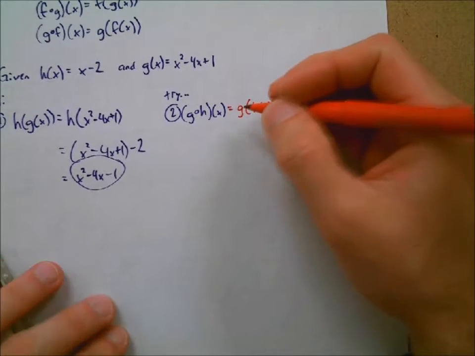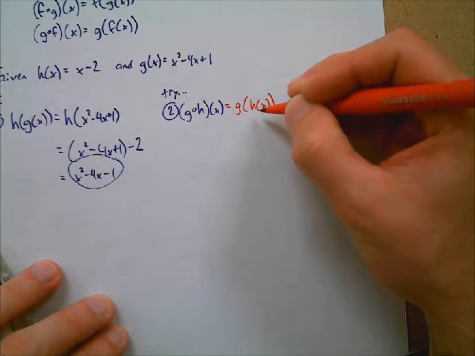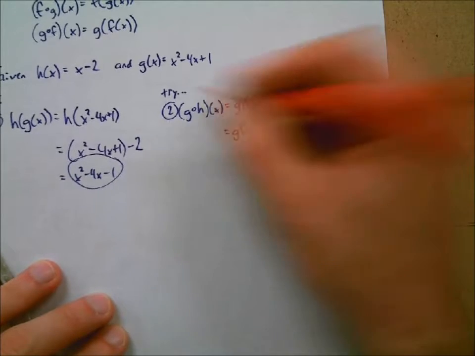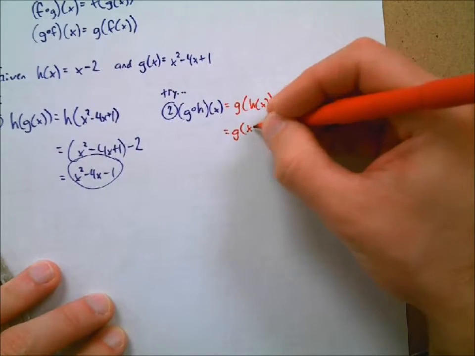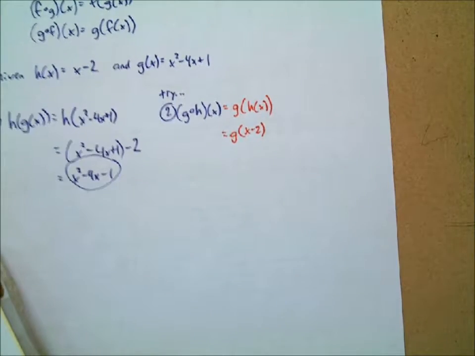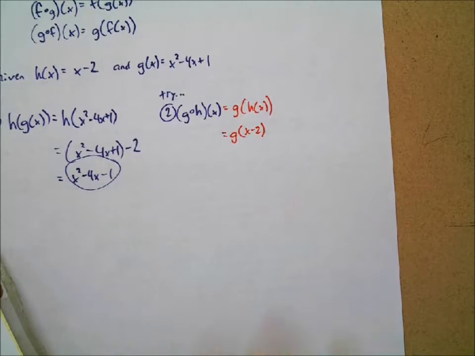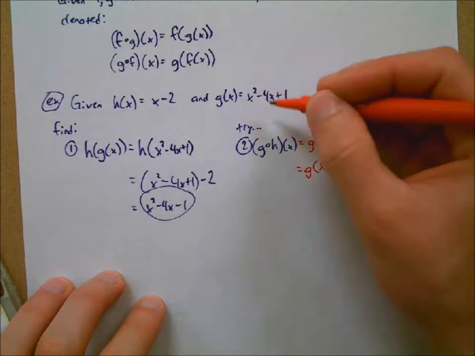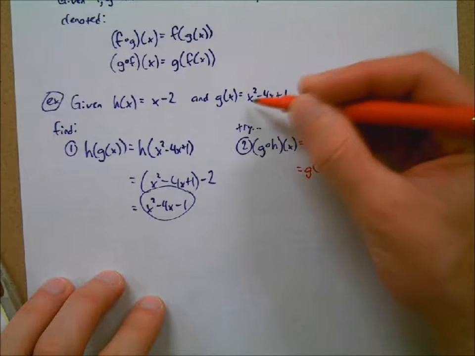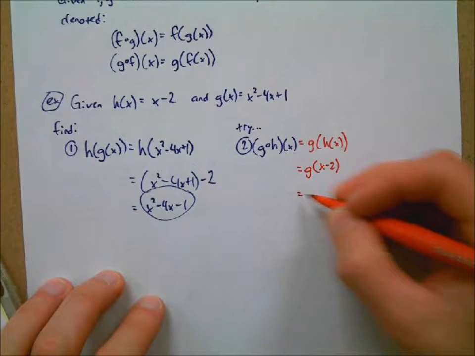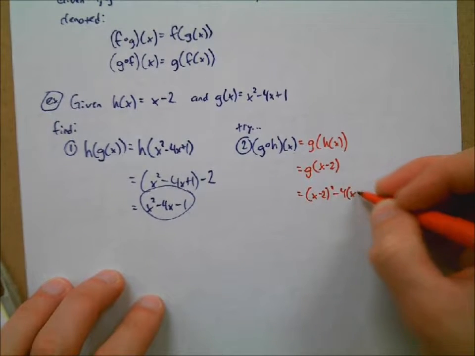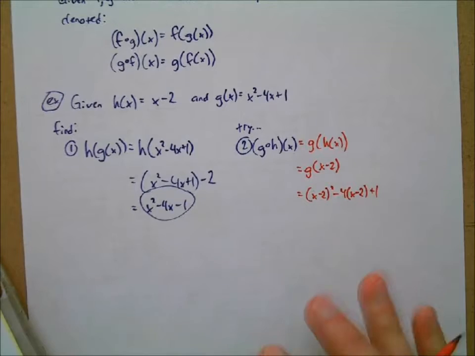So, g of h of x is what we're trying to find. H plugged into g, so I'm going to replace that h with the x minus 2 quantity that it's equal to. So it's really g of x minus 2. Then we'll just plug that x minus 2 into g. So wherever there's an x in g, it'll be the quantity x minus 2 squared minus 4 times the quantity x minus 2 plus 1.